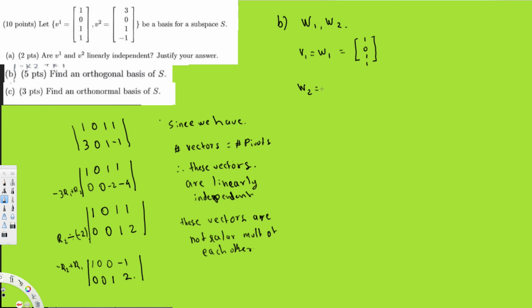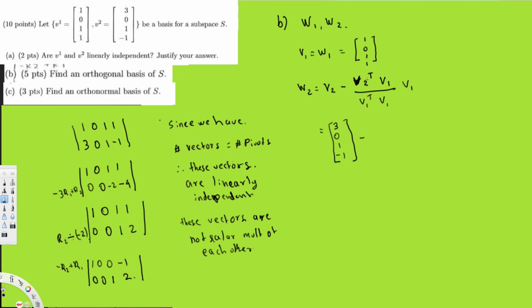To find that, I have an equation that says W2 equals V2 minus V2 transpose times V1 over V1 transpose V1 times V1. So if you do this, you will get an orthogonal vector for W1. So in this case, let's do this one. W2 is basically this value 3 0 1 minus 1, and what I have to do is subtract this transpose.